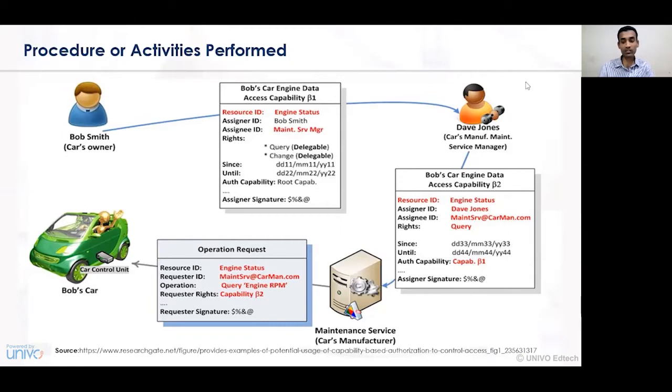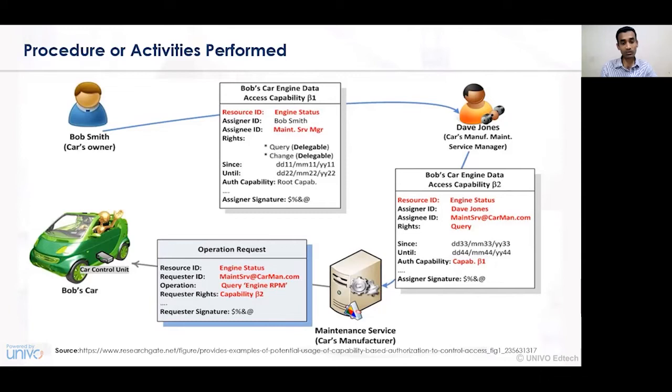The next perspective: when a particular service request is raised, it is delivered to Dave Jones, the car's manufacturing maintenance service manager. He needs to access the capability card, undertake the various capability factors, and accordingly the service request needs to be undertaken. Bob's car engine data, the access capability, that is beta 2. The details provided here are that the resource ID is the same, that is engine status. The assigner ID has now changed. Earlier the assigner ID was Bob Smith. Now the assigner ID becomes Dave Jones, who is a maintenance service manager.